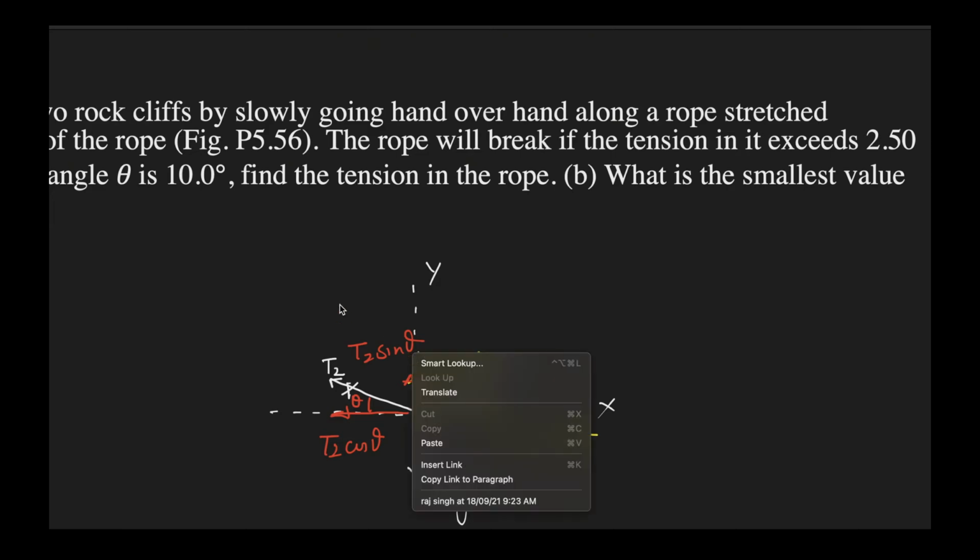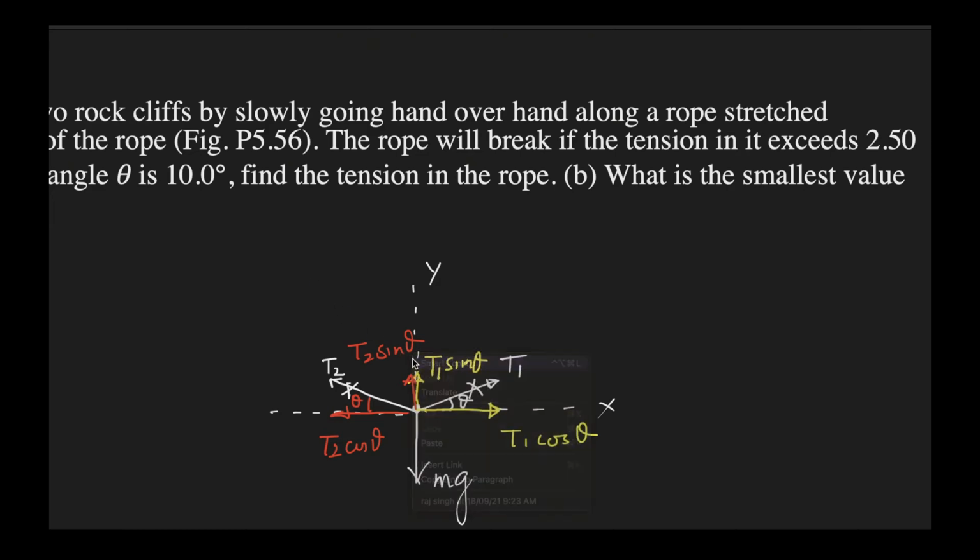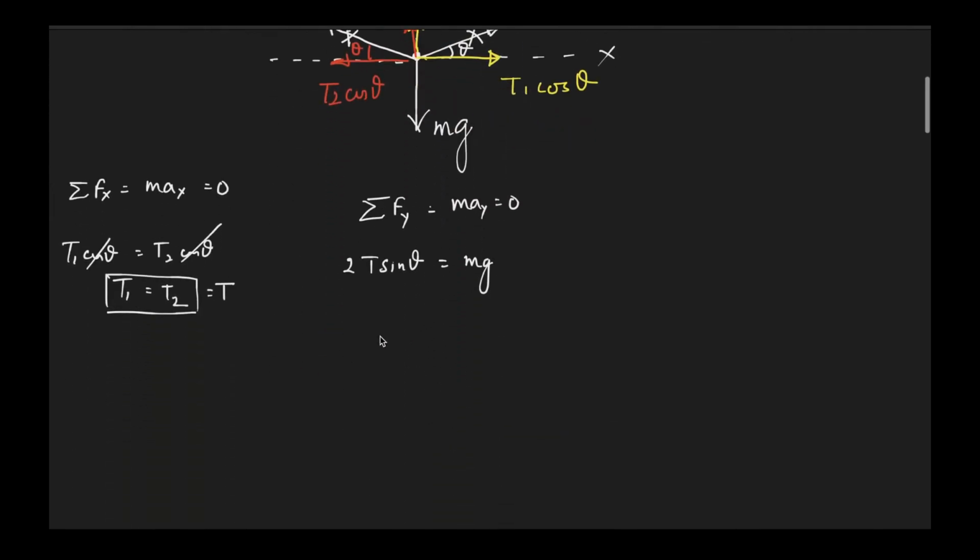So if theta is 10 degrees, find the tension. So T is mg by 2 sin theta. So you can put values in this. Here m is 90, so mg is 900, divided by 2 into sin 10. This will give you some Newtons.